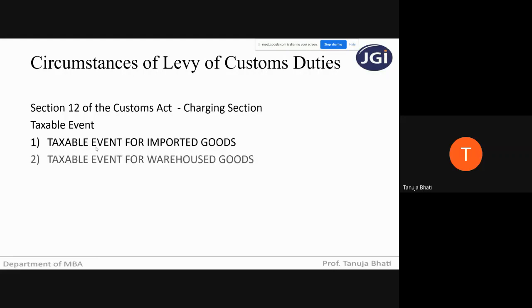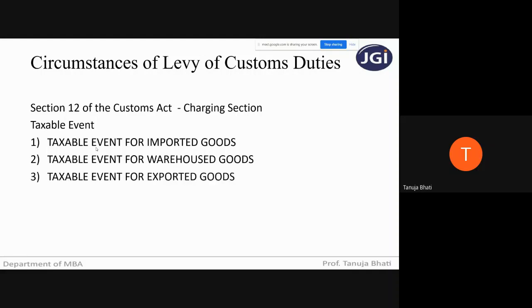Next, we have also seen the taxable event for warehouse goods. The taxable event will be when the goods are cleared from the warehouse to home consumption. Okay, that is the taxable event. So from the warehouse, the goods are allowed to move out only when the customs duty has been discharged.